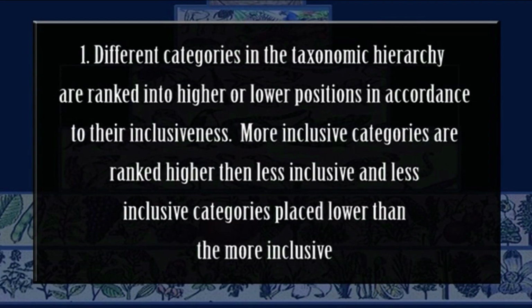Some of the important properties of taxonomic hierarchy, which make a classification system more comprehensive and better understandable, are as follows. Number one, different categories in the taxonomic hierarchy are ranked into higher or lower positions in accordance with their inclusiveness. More inclusive categories are ranked higher than less inclusive, and less inclusive categories are placed lower than more inclusive.